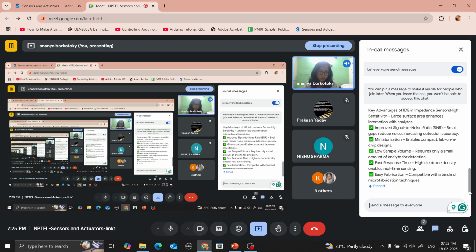Okay, low sample volume. Yeah, that is important in case of biological sensing, because, as I mentioned earlier, sometimes you have a limited amount of sample for sensing. These are biological samples. So with interdigital electrodes, even if you use a small amount, as I showed you in the diagram, there will be some change in the capacitance or overall impedance that can be measured and sensed.